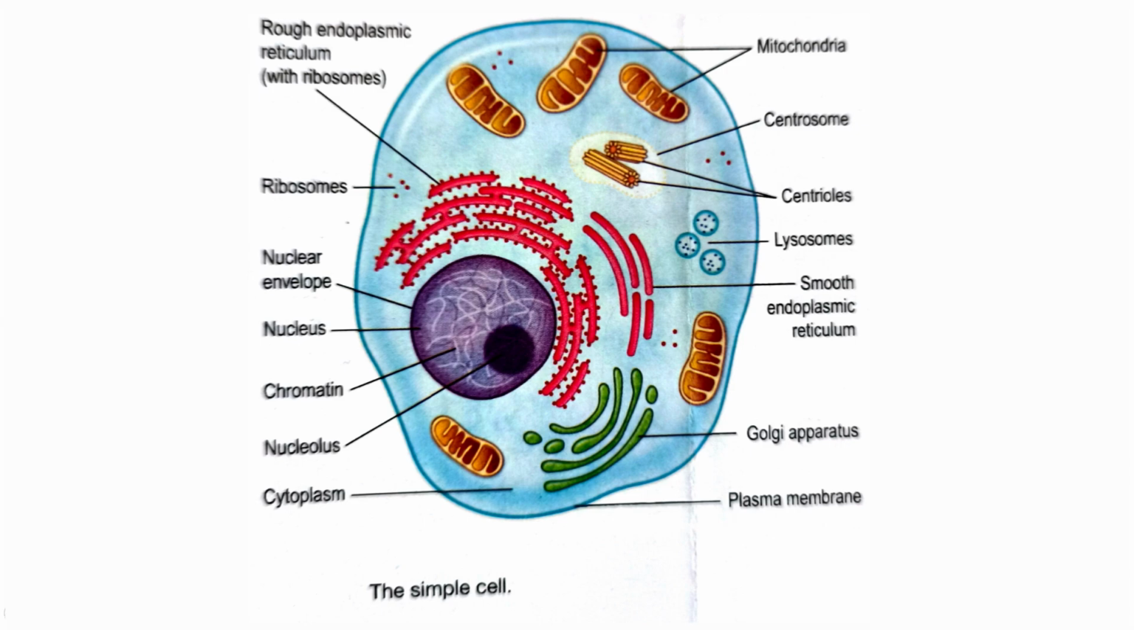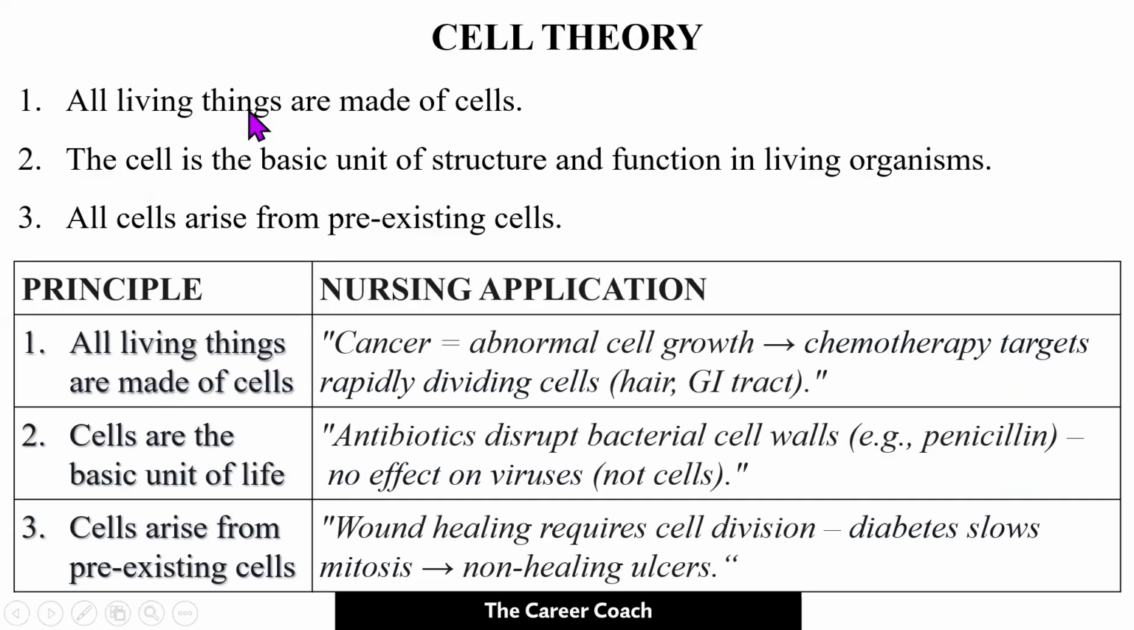Let's look at the cell theory. The cell theory states as follows. 1. All living things are made up of cells. 2. The cell is the basic unit of structure and function in living organisms. 3. All cells arise from pre-existing cells. Let's explain further. Principle number 1 says all living things are made up of cells.